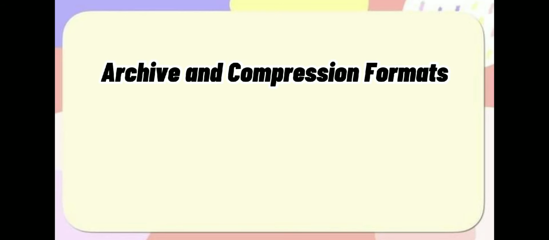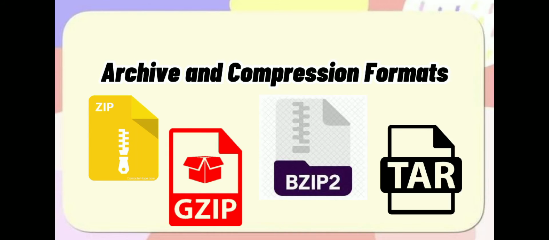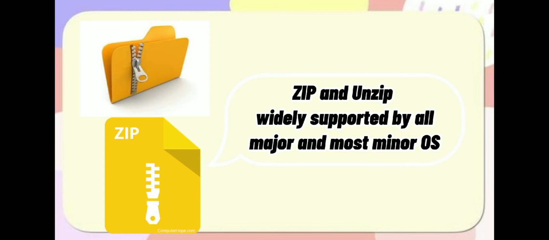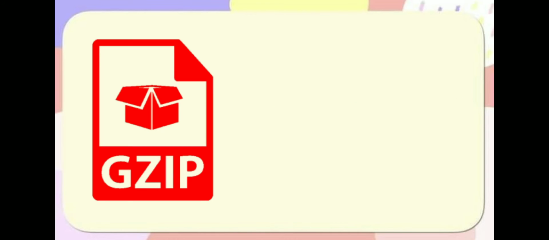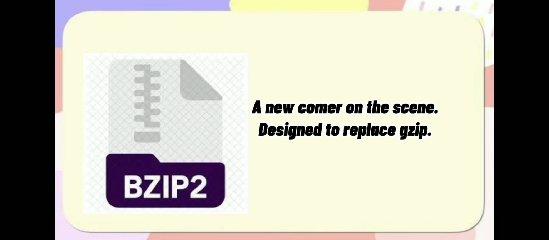So these are the archive and compression formats: zip, gzip, bzip2 and tar. These are the widely used ones, but zip is likely the most popular. Zip and unzip are widely supported by all major and most minor operating systems. Gzip was created as an open source replacement for compress, an older Unix program. Bzip2 is a newcomer on the scene, designed to replace gzip.